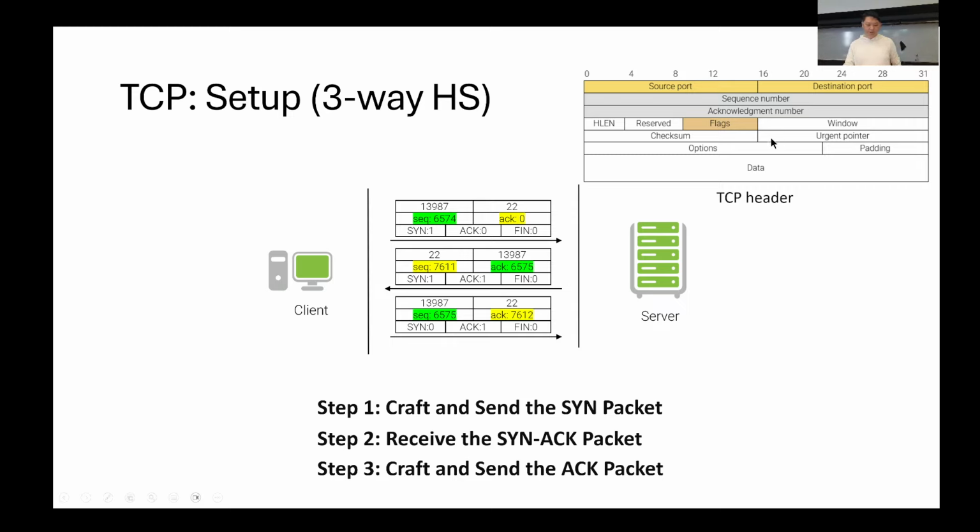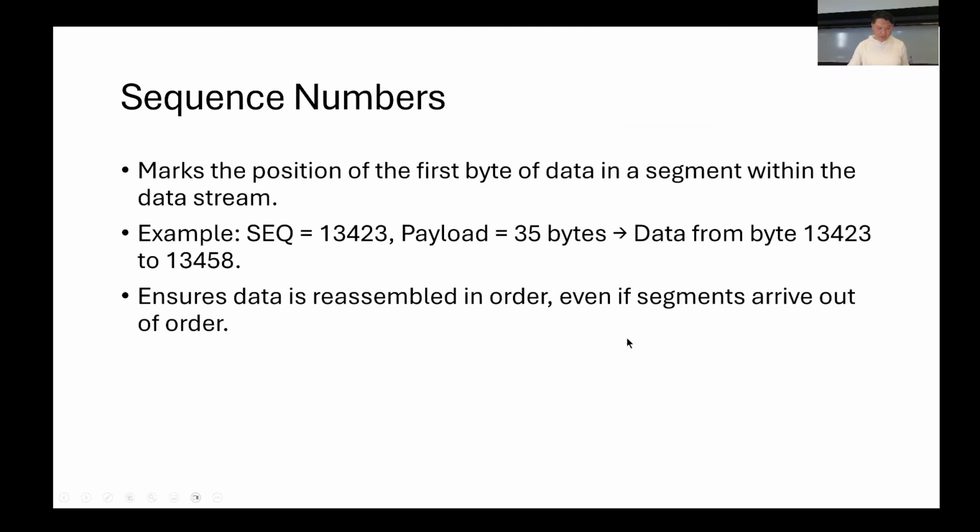Okay, so the flags. Let's see first the sequence number. That's the position of the first byte of data in a segment within a data stream. So this is the start number of the data in the three-way handshake. For example, here 13423 and payload 35. That means it has some data. So this is not the case for the three-way handshake.